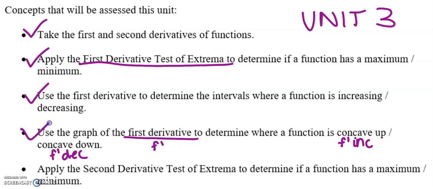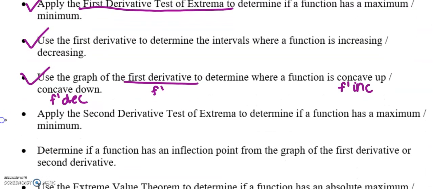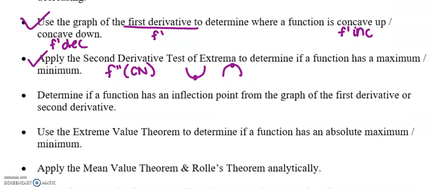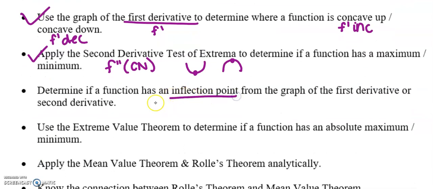First derivative, f prime. We know how to apply the second derivative test of extrema. So we would take f double prime of some critical number and determine if our graph was smiling or frowning, creating a minimum or a maximum. We know how to determine if a function has an inflection point. From the graph of a first derivative, we would see extrema. From the second derivative, we would see a root, changing from positive to negative or negative to positive.